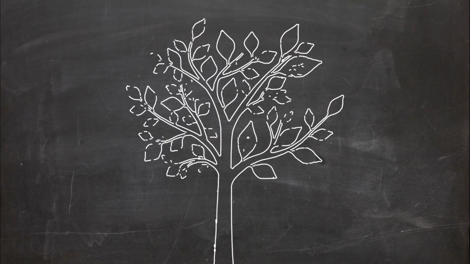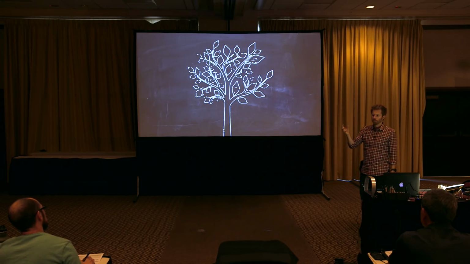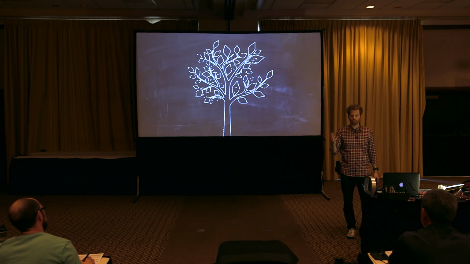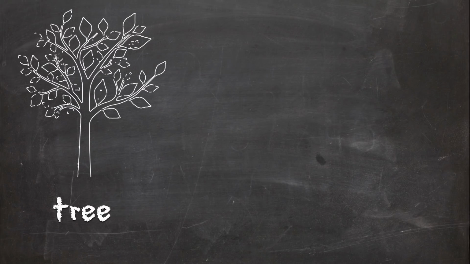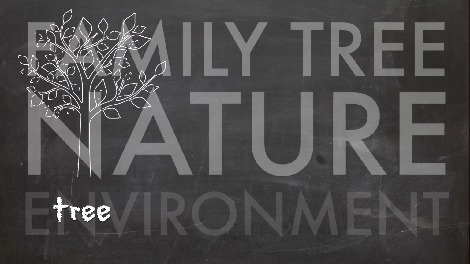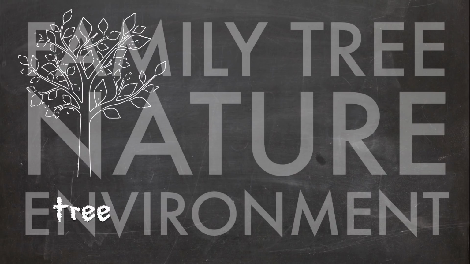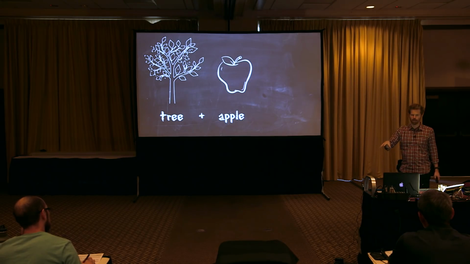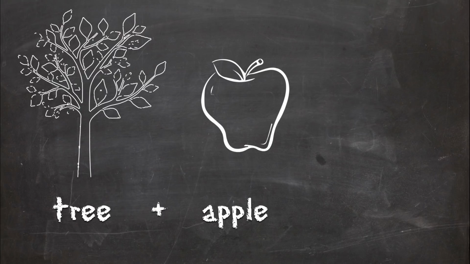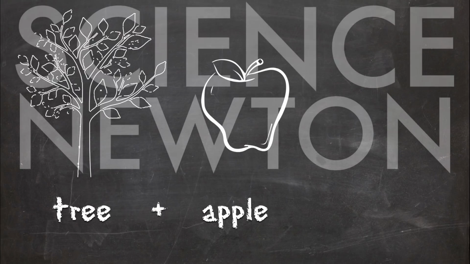So for example, I can show you a picture of a tree. You look at that and you know it's a tree, but that's also a signifier. Images work both consciously and subconsciously. So you say tree, but your brain is subconsciously thinking other things. Maybe it's thinking nature or family tree or the environment. And then I can add another image to that and it's going to completely change the way you're thinking about it. And now maybe you're thinking about Isaac Newton or science or knowledge.